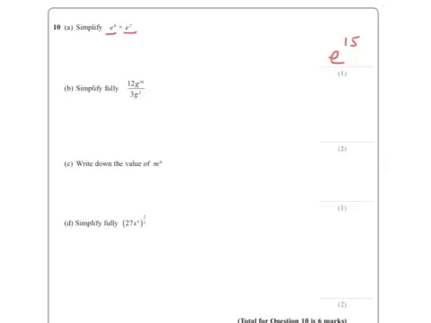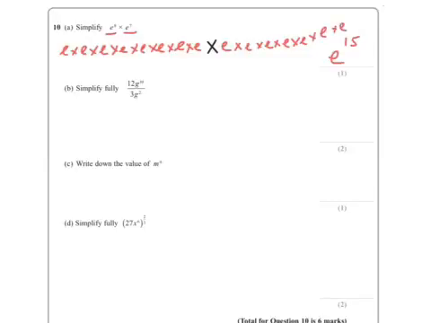Like I say, I could do e times e times e times e times e times e. Is that 6, 7, 8? Times e times e times e times e times e times e, and I'm having to go up here so I don't go over there, times e. There you go, and count them. There's 15.